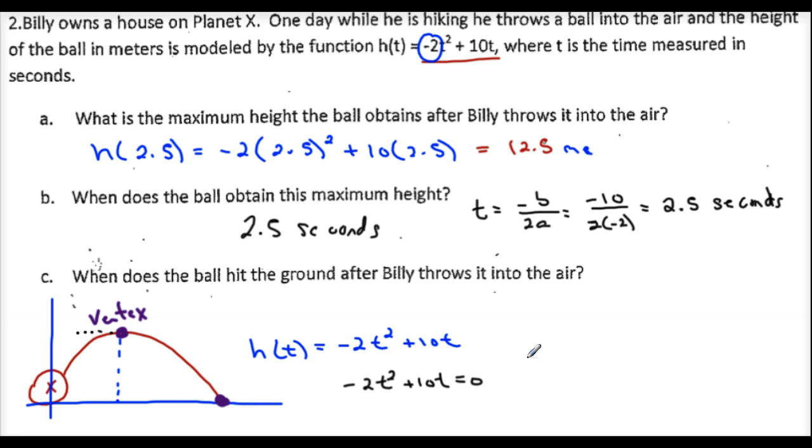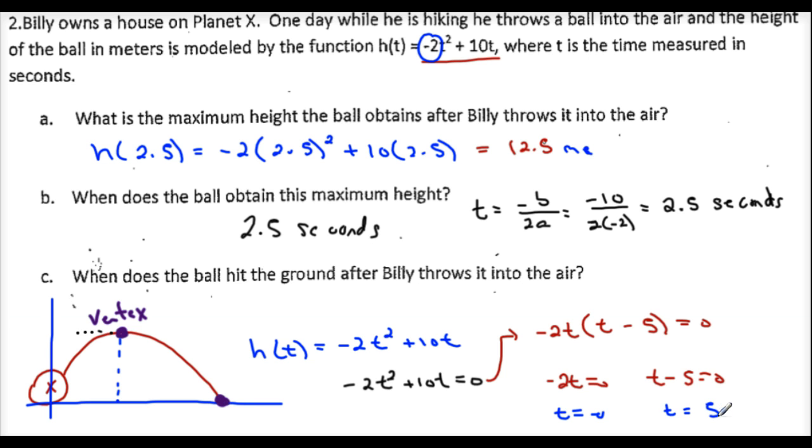Again, any means you like to solve this: quadratic formula, factoring, whatever. I think factoring in this case would be nice. What can I factor out of this? 2t or negative 2t. I'm going to take out the negative 2t, leaving me with t minus 5 equals 0. Negative 2t equals 0. t minus 5 equals 0. First case, t equals 0. Second scenario, t equals 5. So at 0 seconds, the ball is on the ground. After 5 seconds, the ball will be on the ground. So when does the ball hit the ground? 5 seconds later.